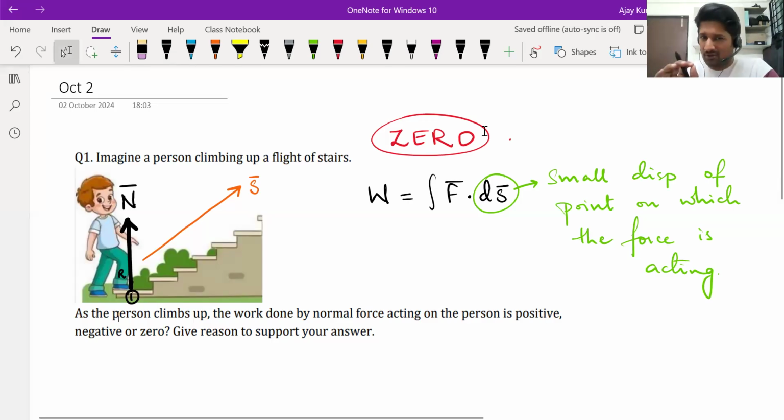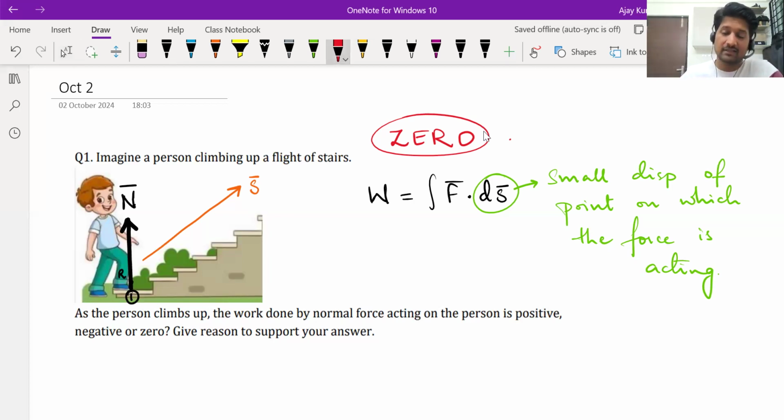So, normal force acts on the foot. But when the foot is experiencing normal force, it is not moving. The rest of the body is moving. The exact point where normal force is acting is not moving. That is why the work done in this case is 0. Not because normal force is perpendicular to displacement, not because normal force is 0. The reason is that the displacement is 0.